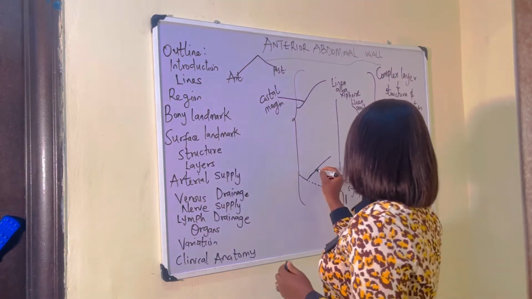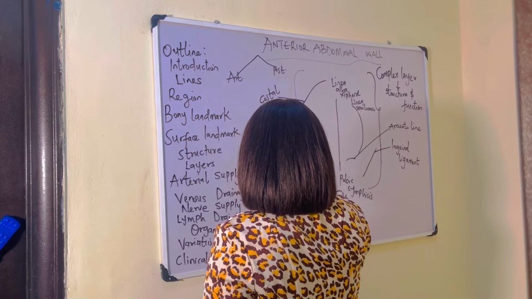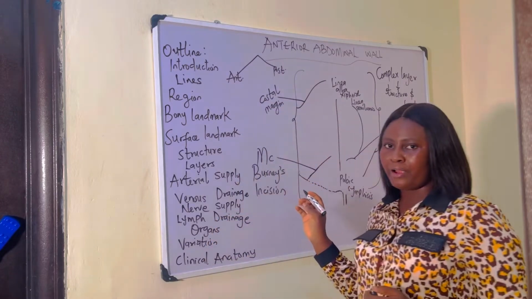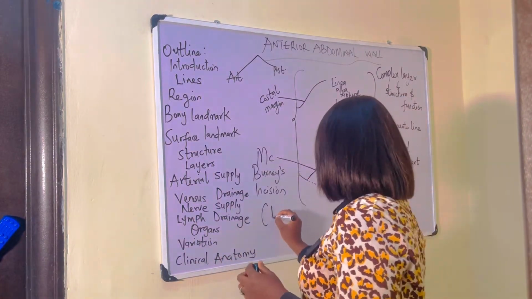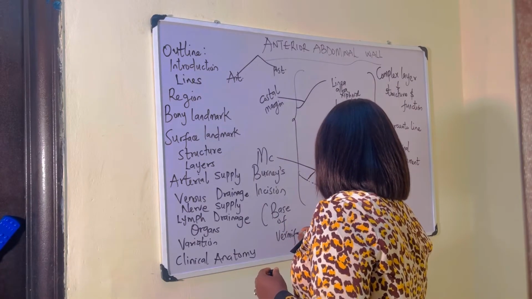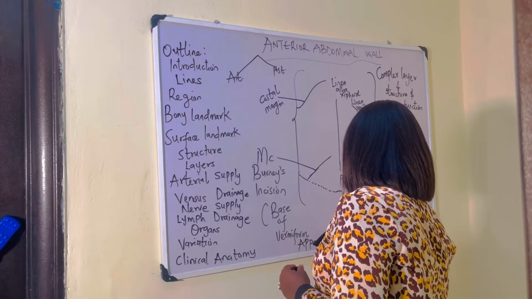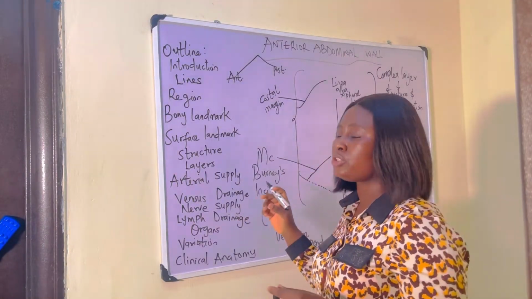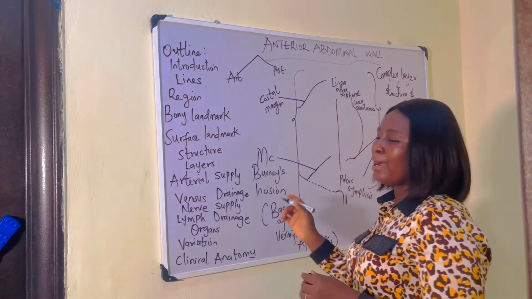Now the next line, which is a very important line that we can also see in the anterior abdominal wall, is the McBurney's line, okay? This is the McBurney's incision. Now the McBurney's point is a landmark for the identification of the base of the vermiform appendix, okay? Base of vermiform appendix. So this is a landmark for the identification of the base of the vermiform appendix. And the McBurney's incision is a place where surgeons make an incision when they want to carry out an appendectomy. So that is for the McBurney's incision.